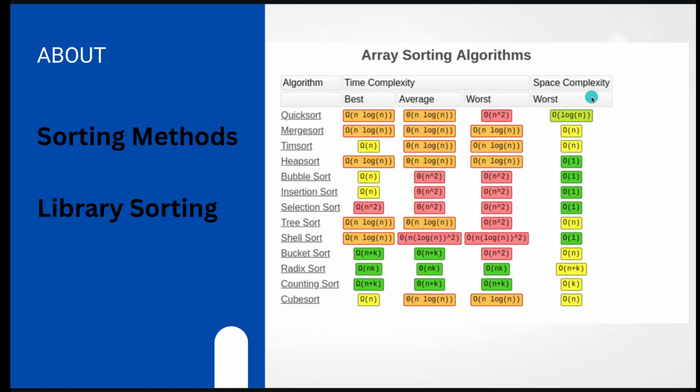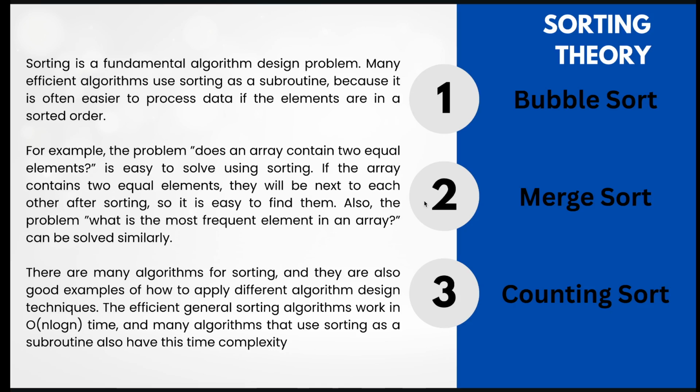So I just had a really interesting picture here representing all of the sorting algorithms from quicksort to cubesort. But normally we usually use quicksort, merge sort, and sometimes when we first learn the sorting techniques, we're gonna learn bubble sort and selection sort. Okay, so first we go to the sorting theory.